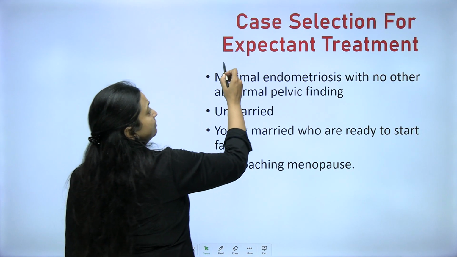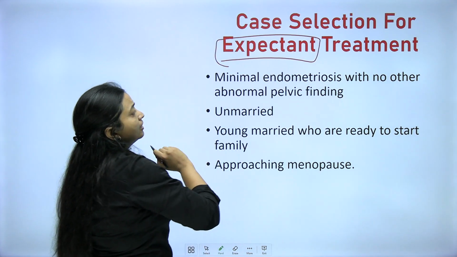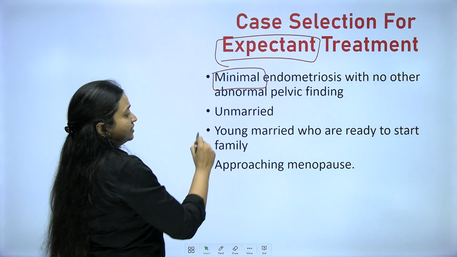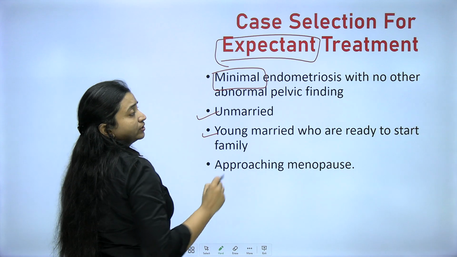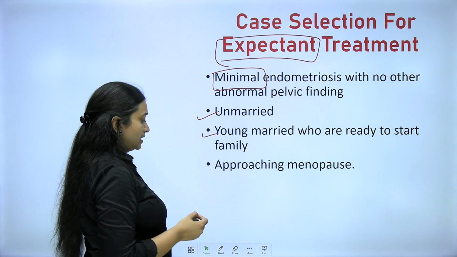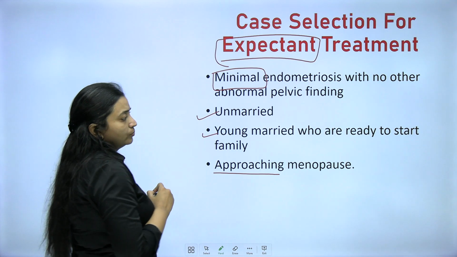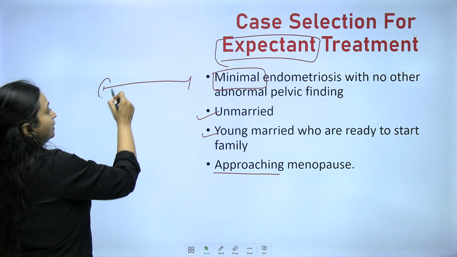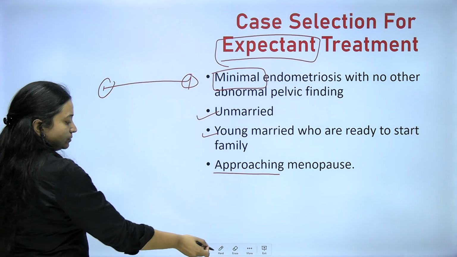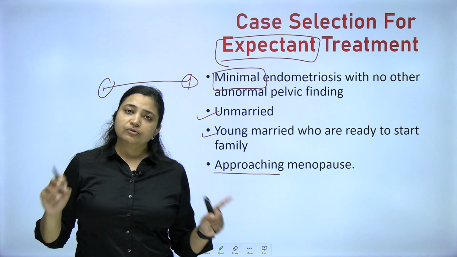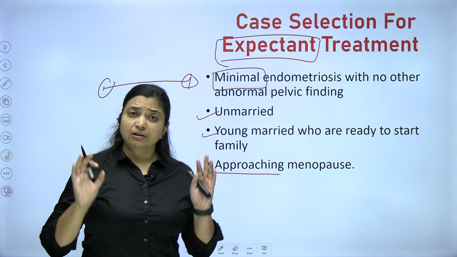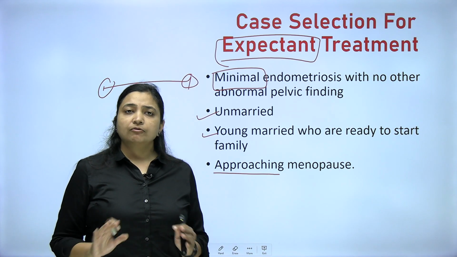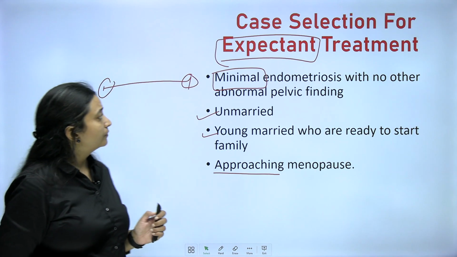Now, how will you decide when to go for expectant management? If the patient is having minimal endometriosis with no other positive finding, she is unmarried, she is a young married woman who is ready to start a family as early as possible, or a patient who is approaching menopause. That means the extremes of the reproductive age group, either a very young patient or a very old patient who is approaching menopause. So our idea of treatment of endometriosis is achieving menopause anyhow, medically, surgically or naturally. We want to remove estrogen from the body.